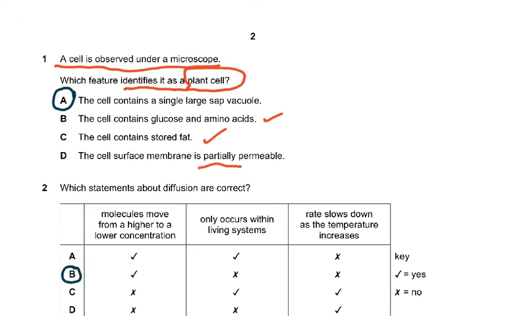The cell surface membrane is partially permeable. Well, that is not actually what you observe under a microscope, so you don't observe that it is partially permeable. Which feature identifies it as a plant cell? The cell contains a large sap vacuole, or if it had said contains chloroplasts, then of course that would be the deciding factor that it is definitely a plant cell. Or if it said it has a cellulose cell wall, that would decidedly say it is. But if it is something else like a nucleus, well, animal cells and plant cells both have a nucleus.